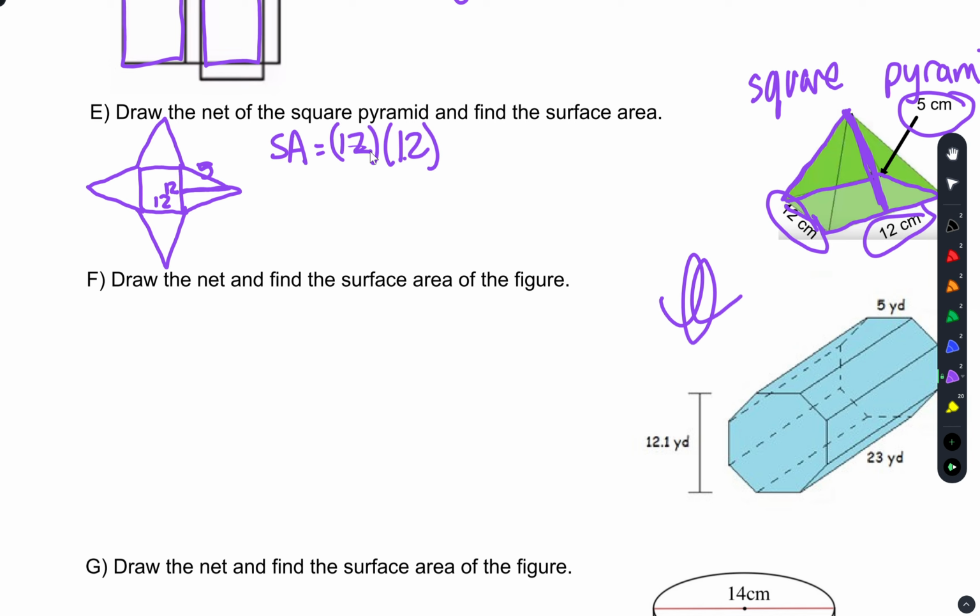And then I have to add up all of those triangles. So I see that there are 4 triangular faces. So 4 times the area of a triangle, which is 1/2 times the base of those triangles, each 12, and the height of each one of those triangles is 5. I can do a little bit of simplifying here. This is 144 plus 1/2 times 12 times 5 is 30. 4 times 30 is 120. This should be 264. And then I need units. What are the units for surface area? Centimeters, what?